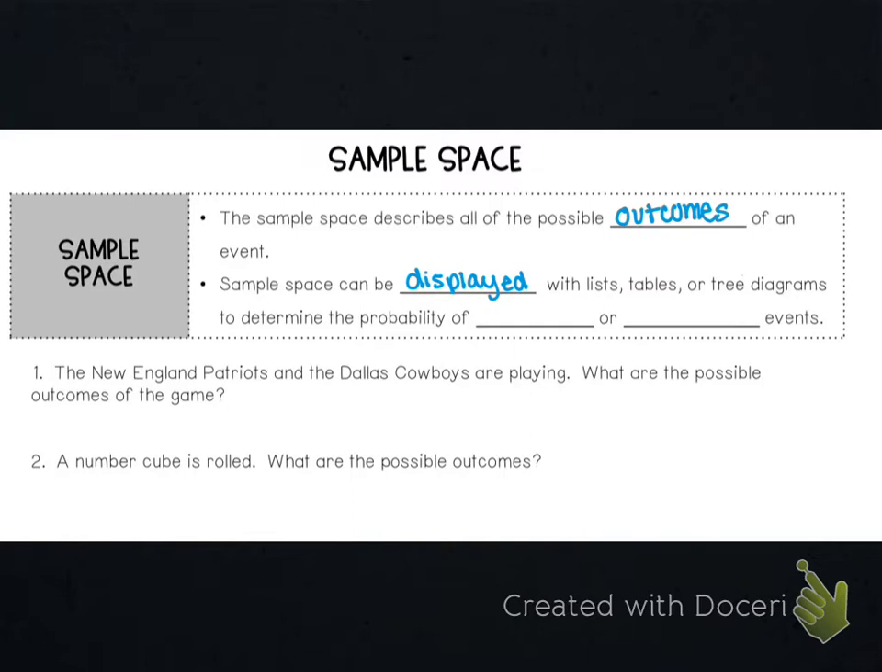Sample space can be displayed with lists, tables, or tree diagrams to determine the probability of simple or compound events. Okay, so let's look at number one. Number one says the New England Patriots and the Dallas Cowboys are playing. What are the possible outcomes of this game? So the possible outcomes of this game is that either the Patriots win or the Cowboys win.